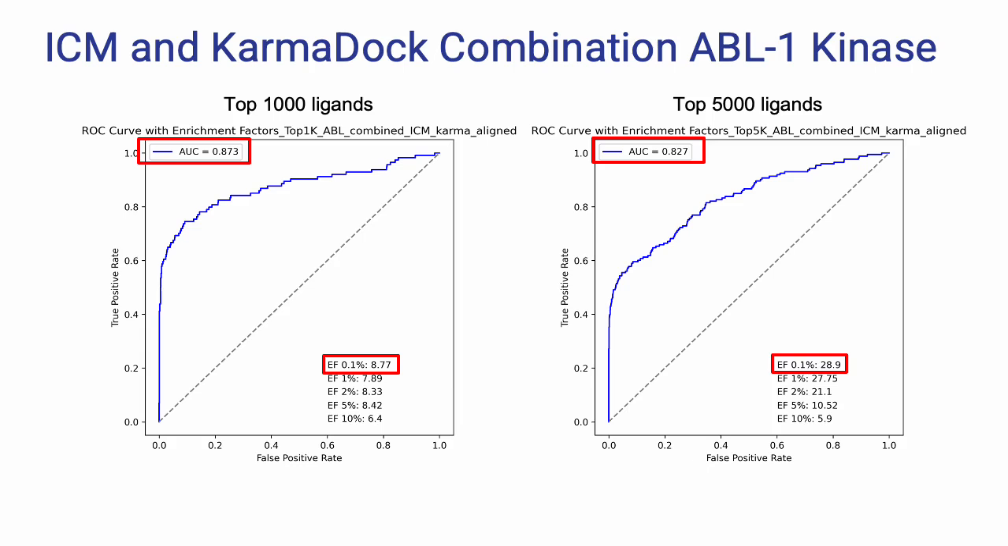Next, for the ICM and KarmaDoc combination, for ABL1 kinase, the AUC values were 0.87 and 0.83 for the top 1000 ligands and top 5000 ligands respectively, reflecting strong discrimination. However, enrichment factor values were still low for the top 0.1%, at 8.8 and 28.9, suggesting poor enrichment.